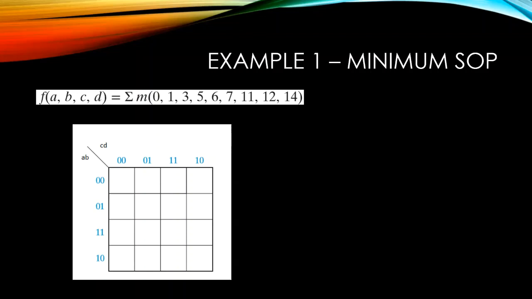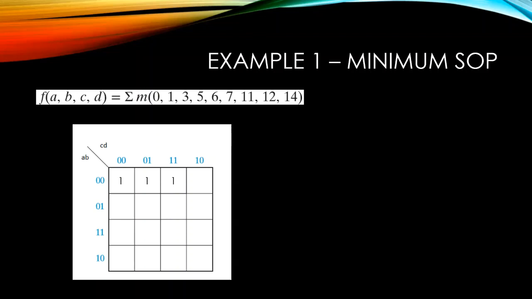Let's look for the cell wherein we're going to put 1 for the cell 0. Okay, so 0 is equivalent to 0, 0, 0, 0. So it means A is 0, B is 0, C is 0, D is 0. So this is the cell for minterm 0. For minterm 1, 0, 0 for AB, CD 0, 1. And for 3, AB is 0, 0, CD 1, 1.